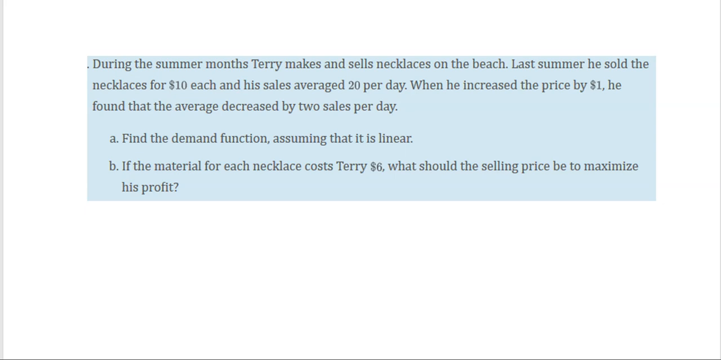So during the summer months, Terry makes and sells necklaces on the beach. Last summer, he sold necklaces for $10 each. So let's see, that seems like it might be important. Necklaces are $10 each, and he averaged 20 per day. When he increased his price by $1, he found that the average decreased by 2 per day. Find the demand function, assuming that it's linear. If the material for each necklace cost Terry $6, what should the selling price be to maximize his profit?